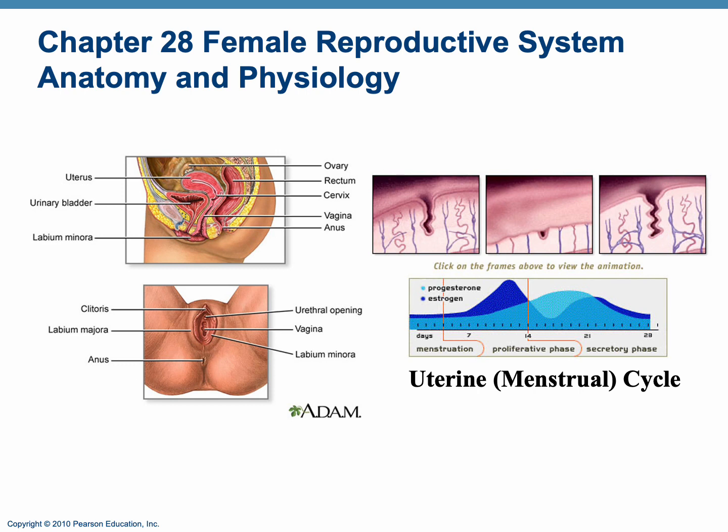So we continue with chapter 28. It's a fairly lengthy chapter. Last time we talked about the male reproductive system. And so today we're going to talk about the female reproductive system, learning about the anatomy and the physiology. So that's what our topic is about today.